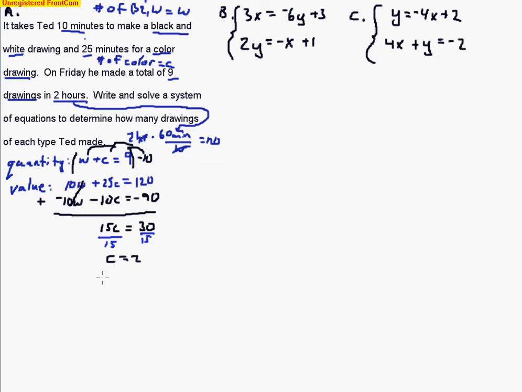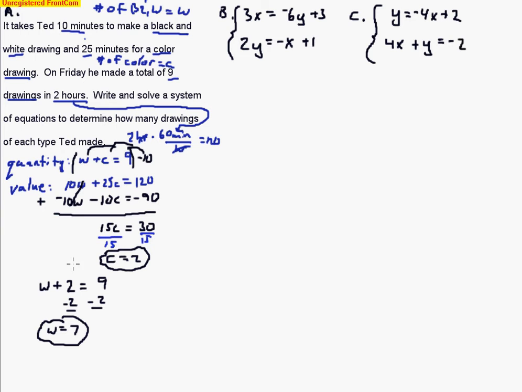Well, to find the number of black and white pictures, all we have to do is substitute right back into that quantity equation. That's the easiest one. And so it's W plus 2 equals 9. Well, we go ahead and subtract the 2 from both sides, and we've got the number of black and white pictures. He did a whole lot of black and white pictures, not too many colored pictures. But there's how we do it.